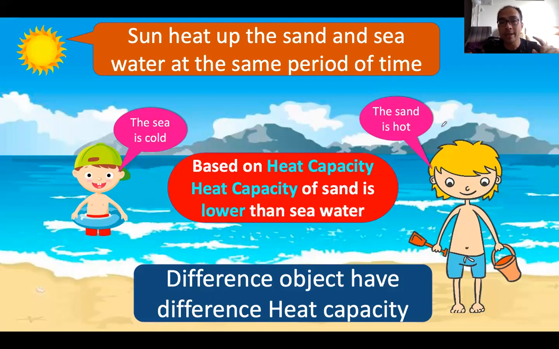Okay, and this is because the sand's heat capacity is much lower. It is so much easier to make the sand become hot than the sea to become hot. Of course, the sea will become hot after a while, but we find that the sand becomes hot faster because the heat capacity is lower.